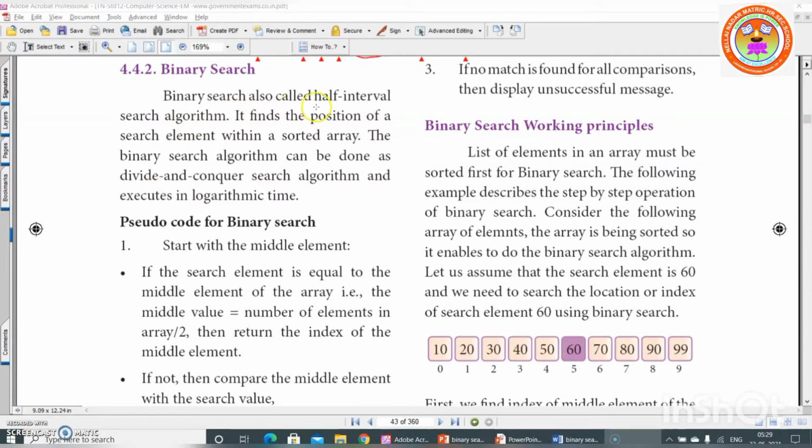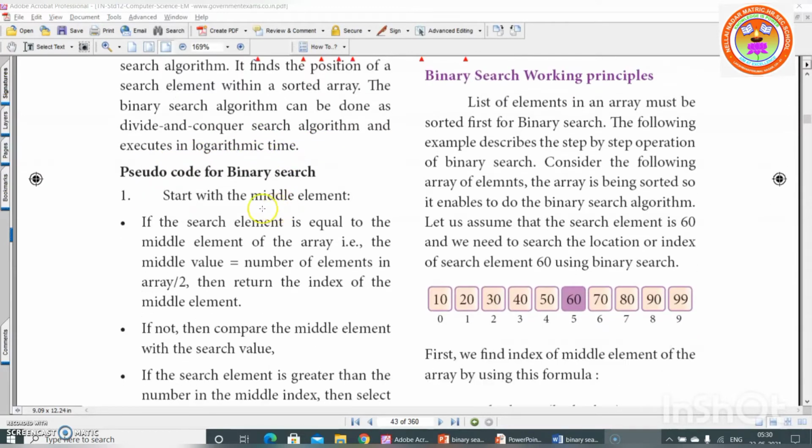Binary search, also called half interval search algorithm. Okay. It finds the position of a search element within a sorted array. Remember, sorted array. Linear search, remember, unsorted array, but binary search, sorted array. Okay, sorted means it should be arranged in order, ascending order, right? So the binary search algorithm can be done as divide and conquer. You divide the particular array and then you search. That is called divide and conquer search algorithm, and executes in logarithmic time.